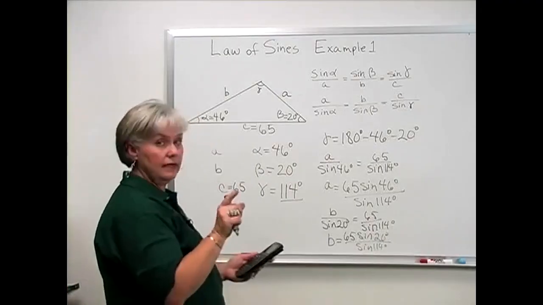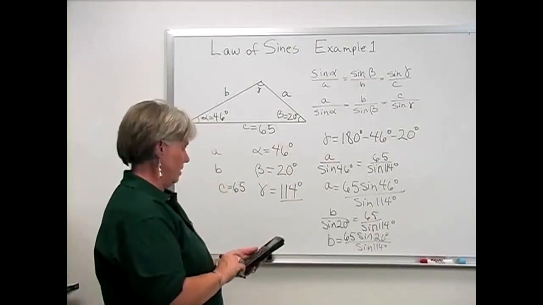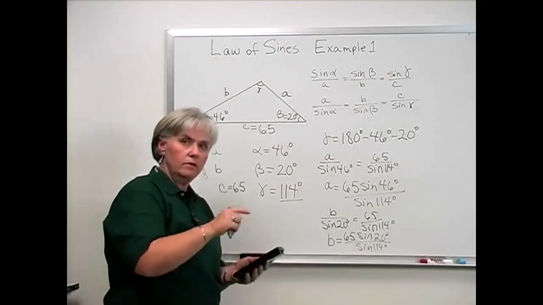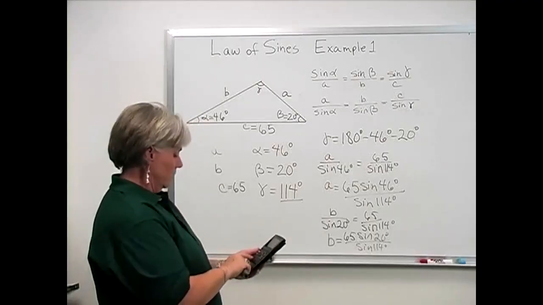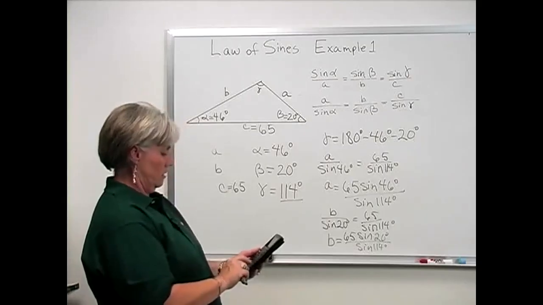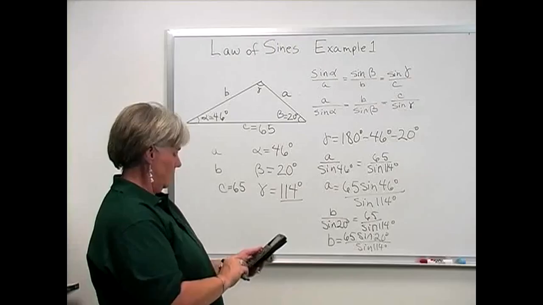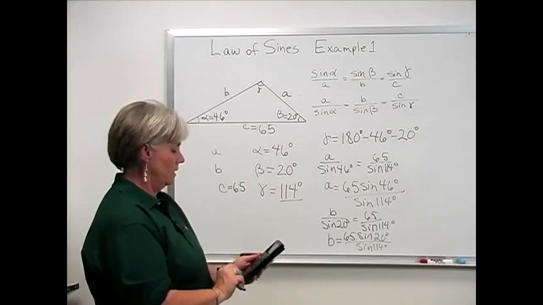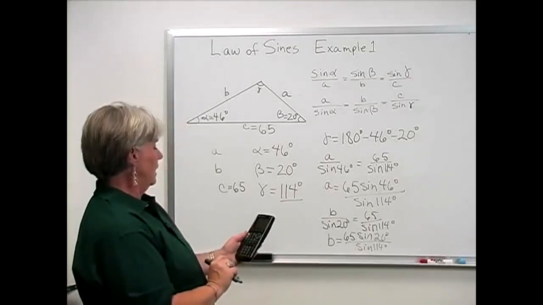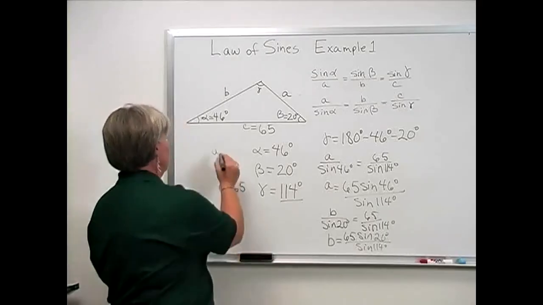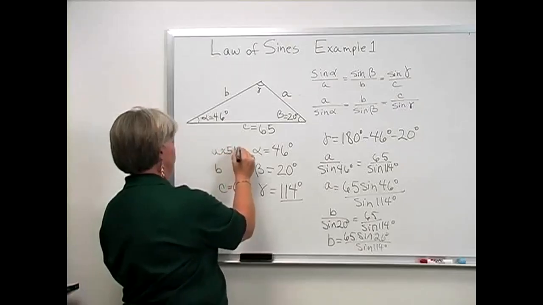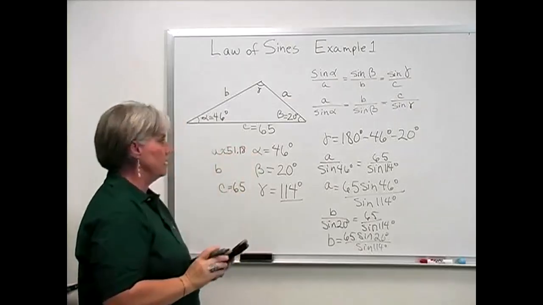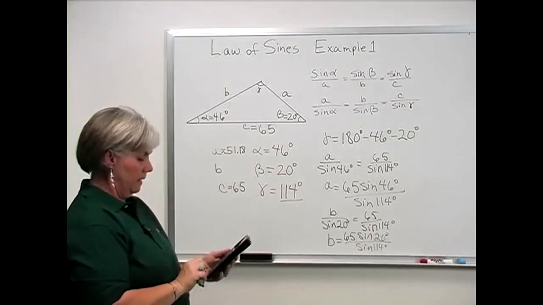All right, make sure again that you have it in degree mode, because if you've been working in radian mode and degree mode, you might want to double check that, because you could get seriously wrong answers. All right, so we divide by the sine of 114, and we get that a is approximately 51.18. All right, and now we'll find b.